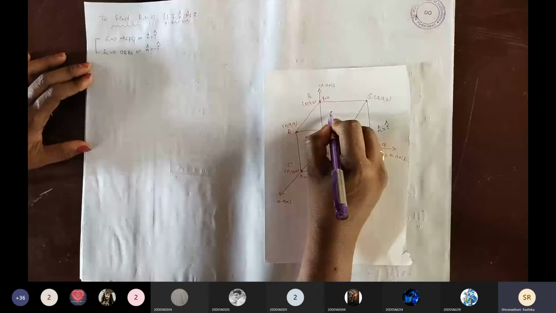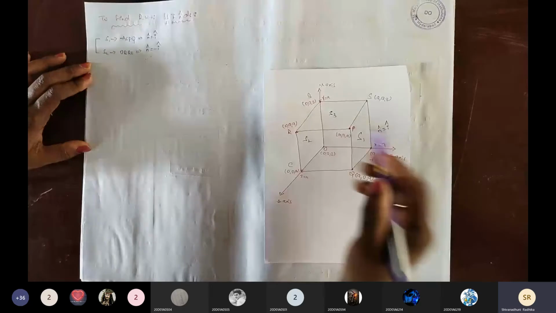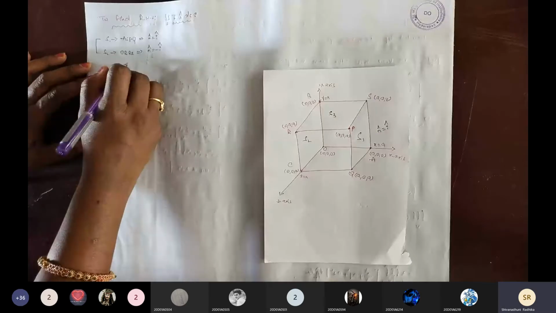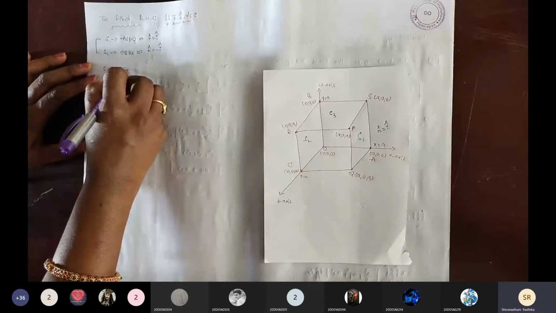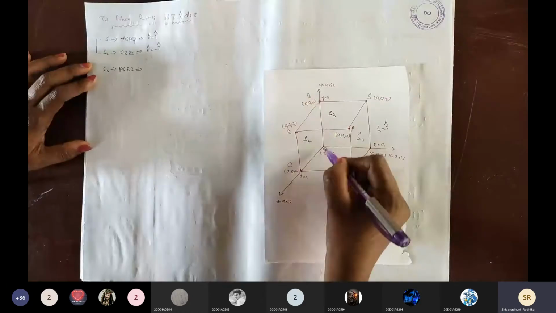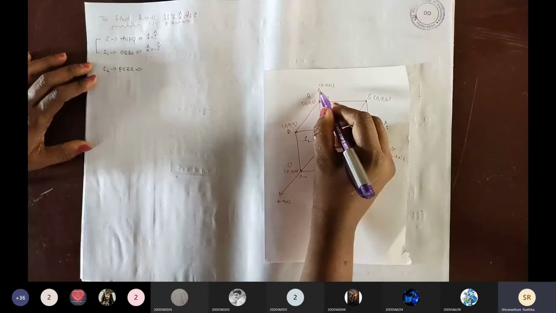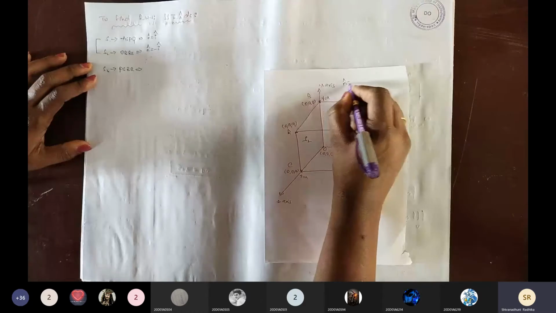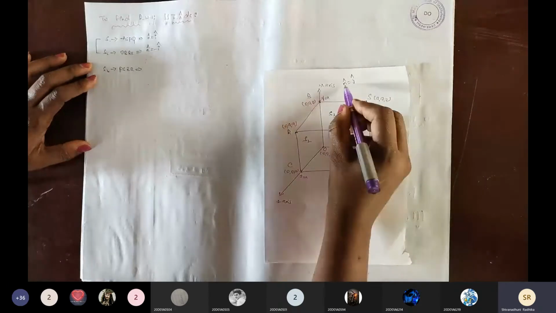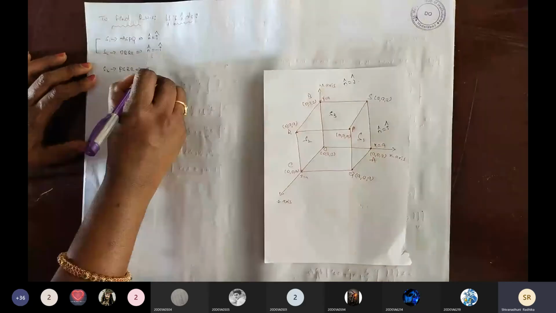S3. Here, this is the S3 surface. That is PSBR. S3 surface is PSBR. Now see here, this surface is perpendicular to the y-axis and this surface touches the y-axis. So n cap equals j cap in the positive direction, because this surface touches the positive y-axis. So that n cap equals j cap.